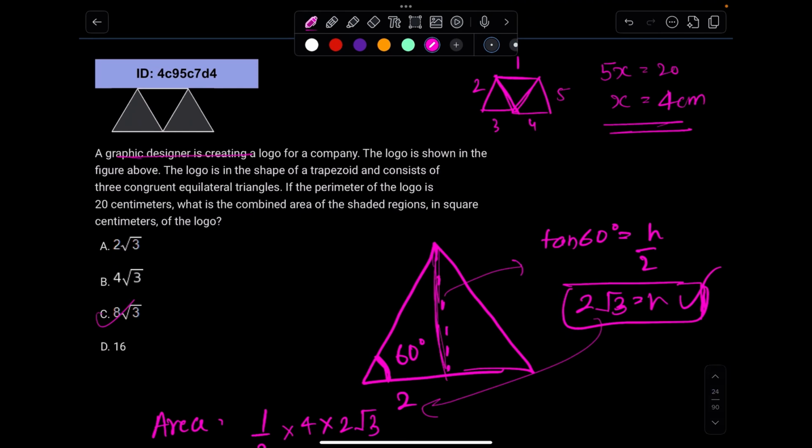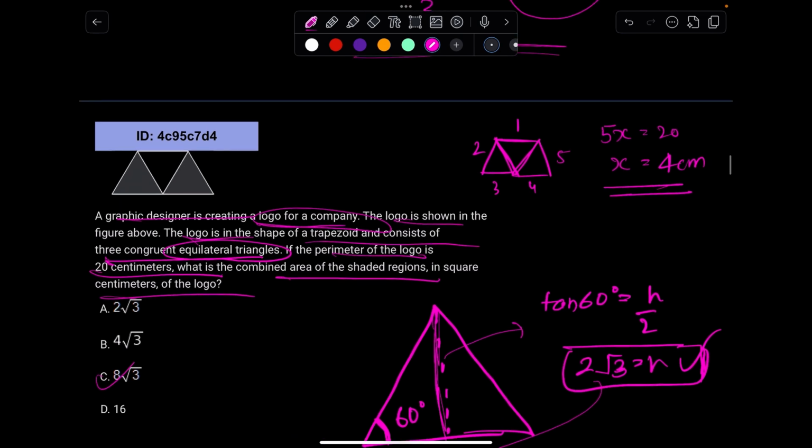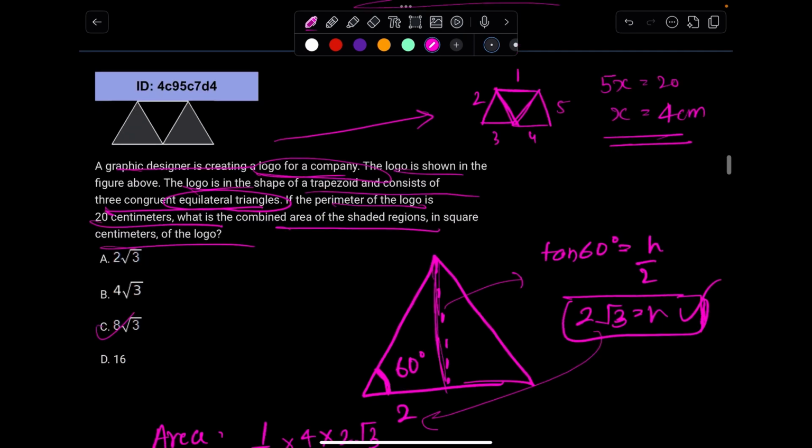Okay, a graphic designer is creating a logo for a company. The logo is shown. The trapezoid consists of three congruent equilateral triangles. The perimeter of the logo is 20 centimeters. The combined area of the shaded region is? So this is the logo. There are five sides. The total perimeter is 20, so the length of one side is 4 centimeters.